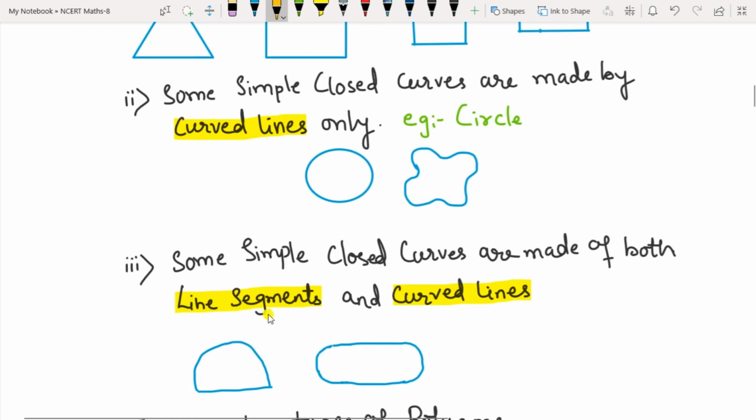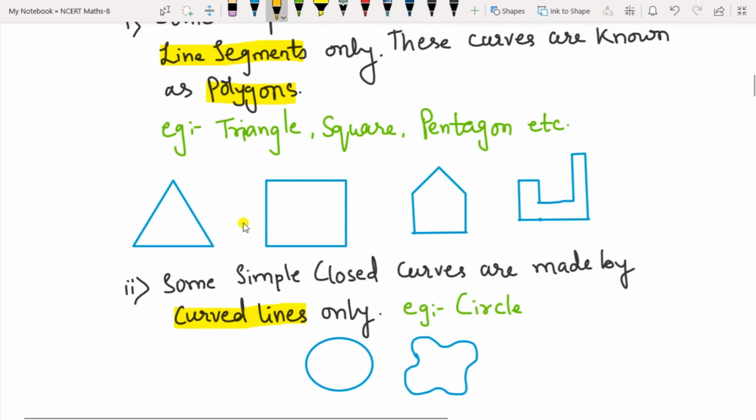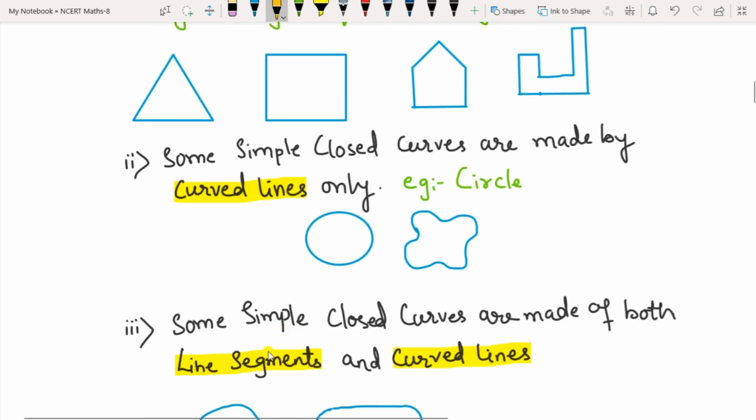Third one is simple closed curves which are made up of both line segments and curves. So this is a hemisphere, with a line segment and a curve along with it, and this is a cylinder with a line segment and curve along both the sides. This is the third type, a simple closed curve having line segments as well as curves. So the first one was only with line segments, which are also called polygons. The second one is with curved lines. And the third one is with line segments and also with curved lines.